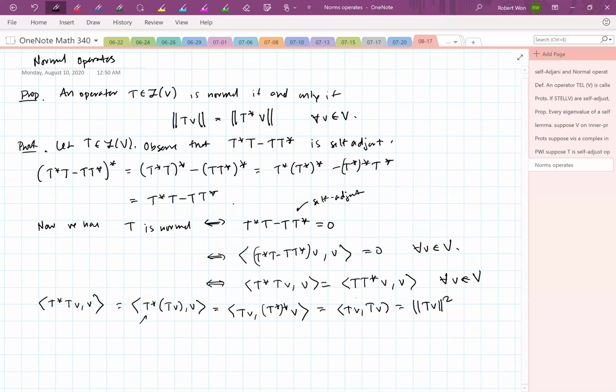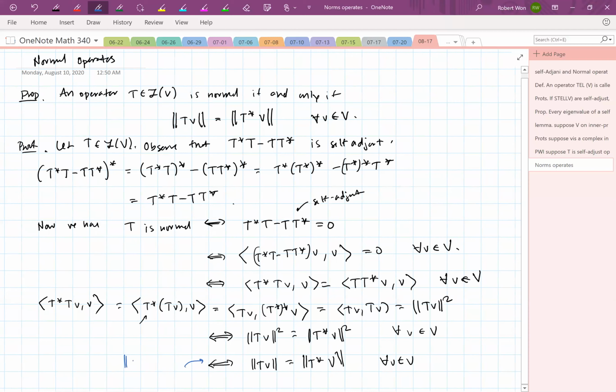And you do the exact same thing for the other one. So continuing, this happens if and only if the norm of TV squared equals the norm of T star V squared for all V. But the norm is always a non-negative real number. So to say that two non-negative real numbers have equal squares is the same thing as saying that they're the same non-negative real number. So this happens if and only if TV has the same norm as T star V for all V. Okay, so here I'm using the fact that the norm of a vector is a non-negative real number.